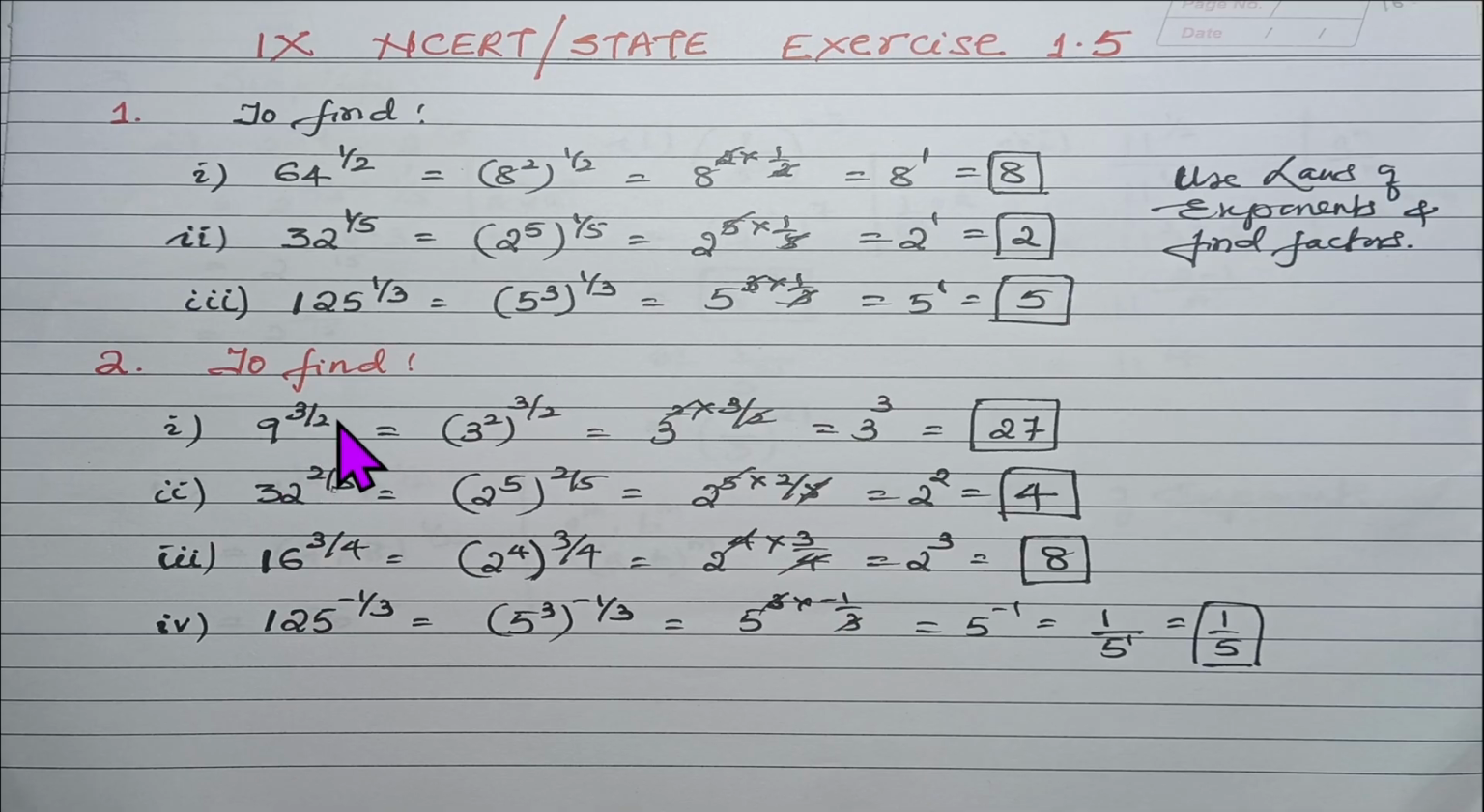Now, to find 9 raised to 3 by 2, 9 is 3 square, and into 3 by 2 becomes 3 raised to 2 into 3 by 2, the 2 cancels, 3 cube is equal to 27. 32 raised to 2 by 5, we can write 32 as 2 raised to 5, and that is 2 raised to 5 into 2 by 5, applying a raised to m raised to n is equal to a raised to mn, and then the 5 cancels, 2 square is equal to 4. 16 raised to 3 by 4 becomes 2 raised to 4, since 16 is 2 raised to 4, raised to 3 by 4 is equal to 2 raised to 4 into 3 by 4, 2 cube, that is 8. And 125 raised to minus 1 by 3 is equal to 5 cube raised to minus 1 by 3, and 5 cube raised to minus 1 by 3, the 3 cancels, 5 raised to minus 1, 1 upon 5 raised to 1, and the answer is 1 by 5.